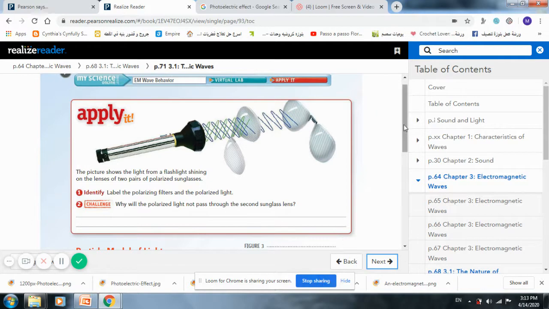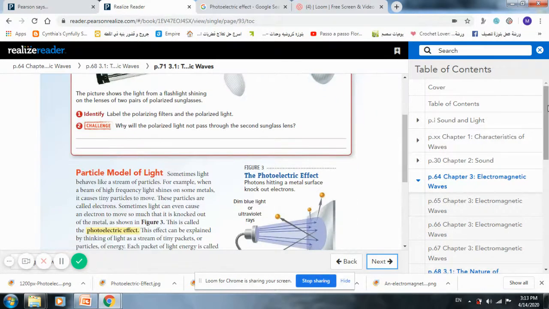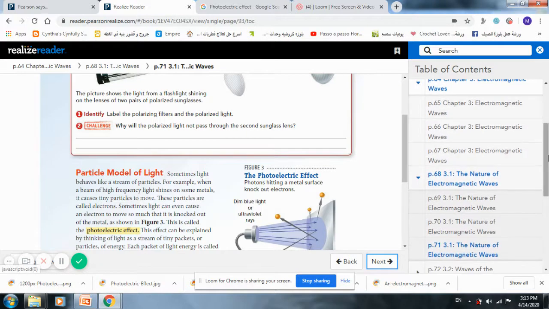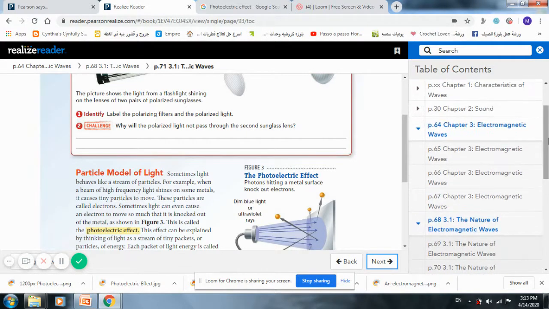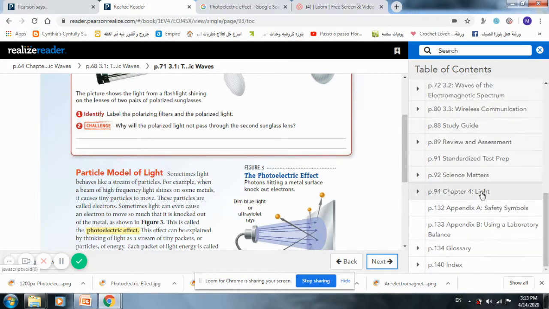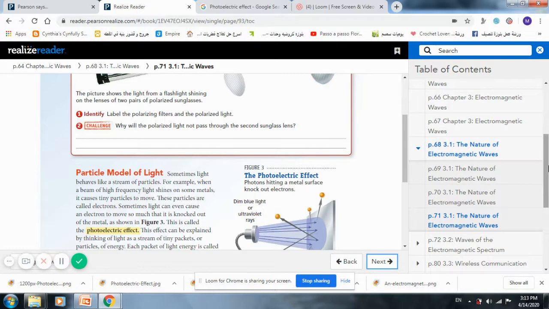Before saying see you next time, I'm not in a hurry. This is the final chapter in our science curriculum. Chapter 4 is not included in this textbook. In this textbook we have chapters 1, 2 and 3. So see you next time.